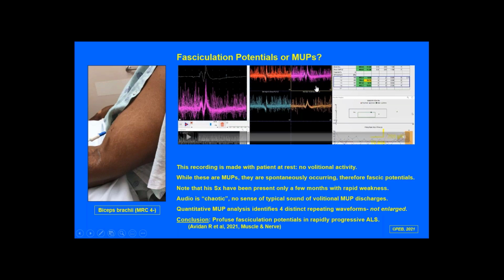And they're not very enlarged, which goes along with his rapid progressive ALS. So this is a very nice demonstration and brings us back to the profuse fasciculation potentials and rapid progressive ALS that was discussed recently by Avedon and colleagues.